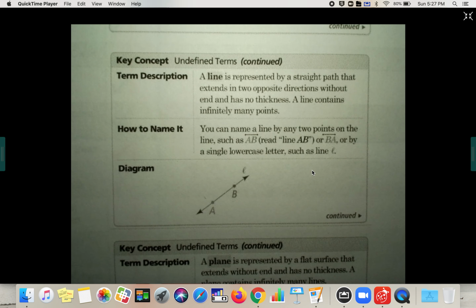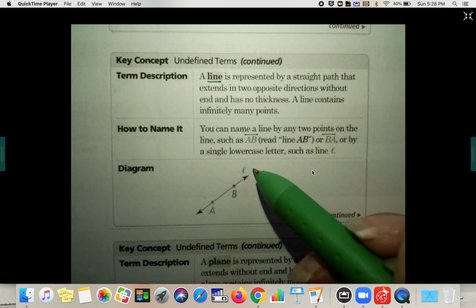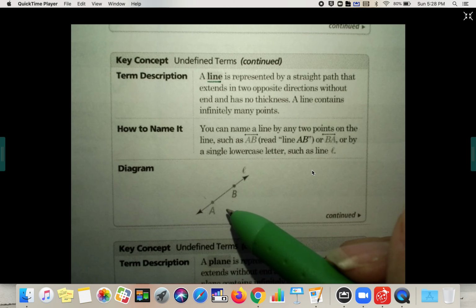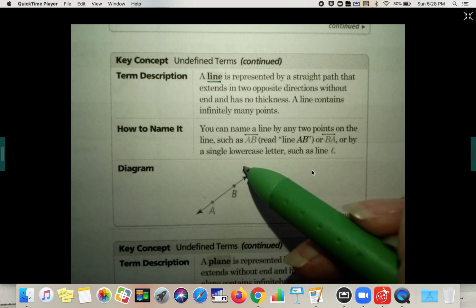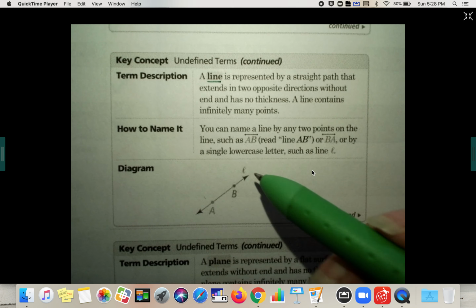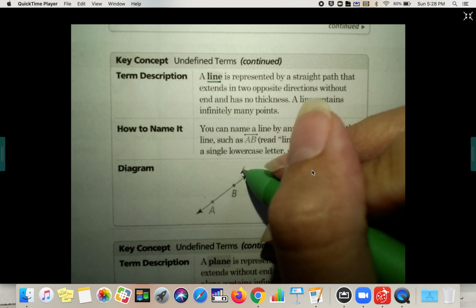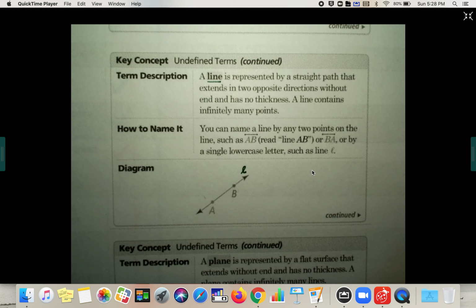A line is represented by a straight path that extends in two opposite directions without end and has no thickness. These are kind of self-explanatory. I'm sure you guys know what a line is, but there are certain ways to label it that are really important. So here is a line. It has 2 points on the line, one point A and one point B, and it also has a cursive letter L. I know it looks like an E, but for some reason in math they always use a cursive letter L as also a line, probably because it starts with an L.